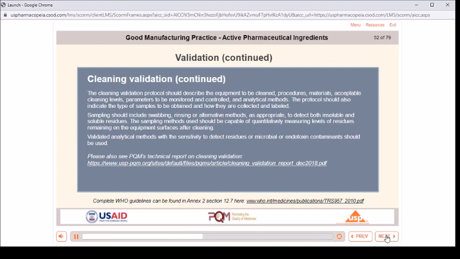Sampling should include swabbing, rinsing, or alternative methods as appropriate to detect both insoluble and soluble residues. The sampling methods used should be capable of quantitatively measuring levels of residues remaining on the equipment surfaces after cleaning. Validated analytical methods with the sensitivity to detect residues or microbial or endotoxin contaminants should be used.